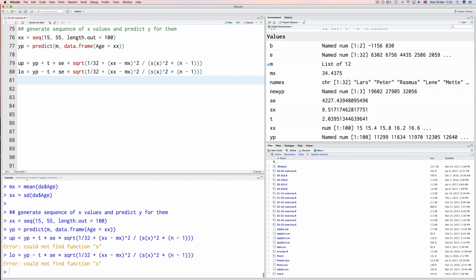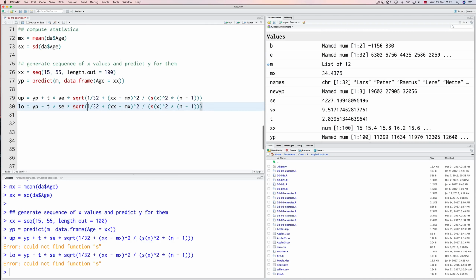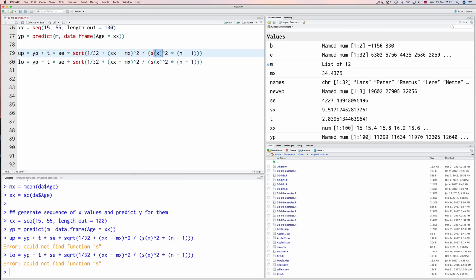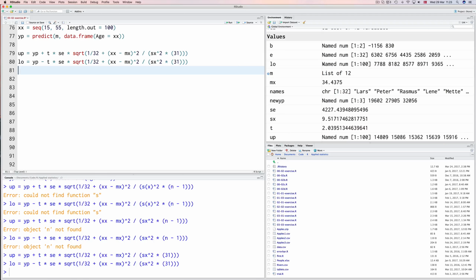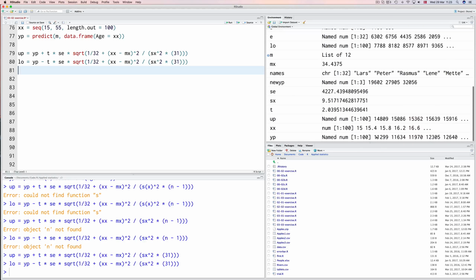So run this, and it should be sx. Oh, of course it's sx. That's a mistake. So now I can probably calculate it, n, I'll just use 31 here to simplify it. Okay, 31. Now it should work. Yes, it does. So I have 100 values for the upper boundaries, and then I have also 100 values for the lower boundaries. Now I can make a plot.